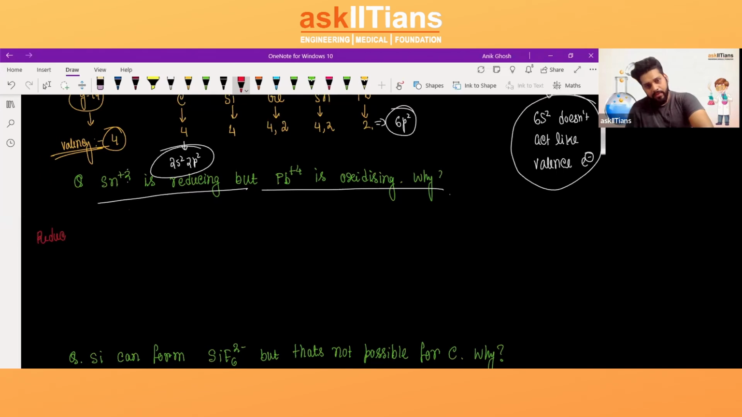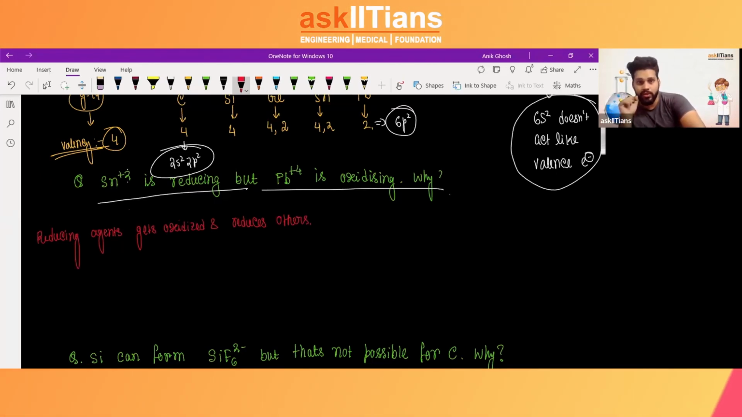Reducing agents are the ones that get oxidized and reduce others. So it is going to reduce the other elements, and itself is going to get oxidized.